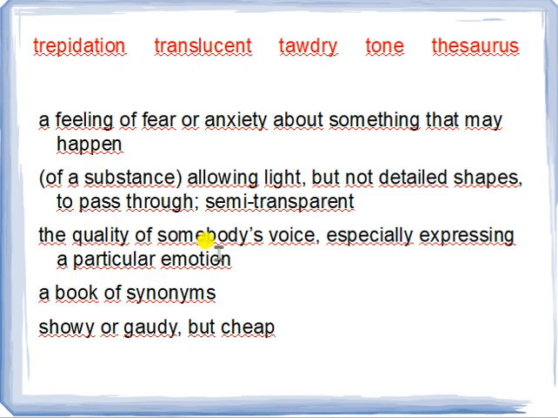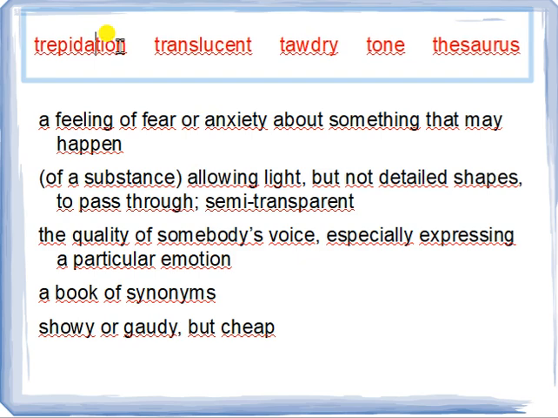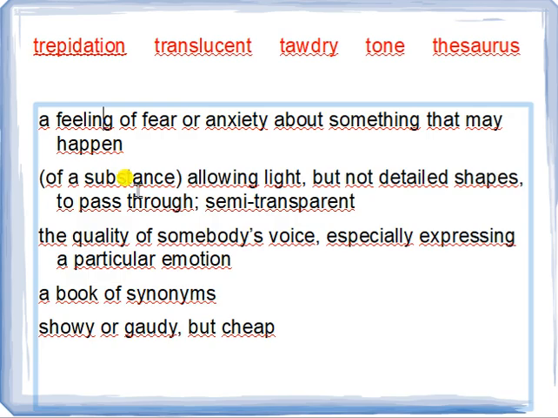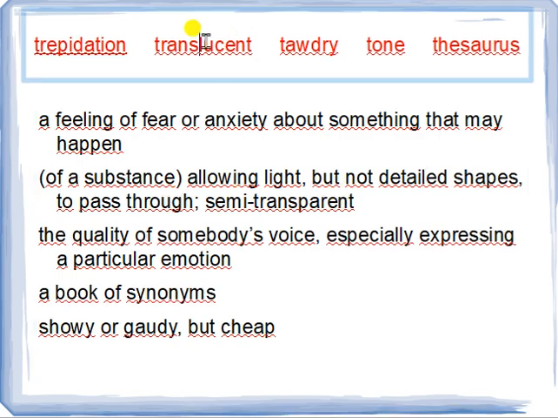Oh, one more page of T words. A feeling of fear or anxiety about something that may happen. Trepidation. I feel a sense of trepidation. Of a substance, allowing light but not detailed shapes to pass through, semi-transparent. It lets light through, but you can't see the person on the other side of the frosted mirror, the frosted glass. That glass is translucent.